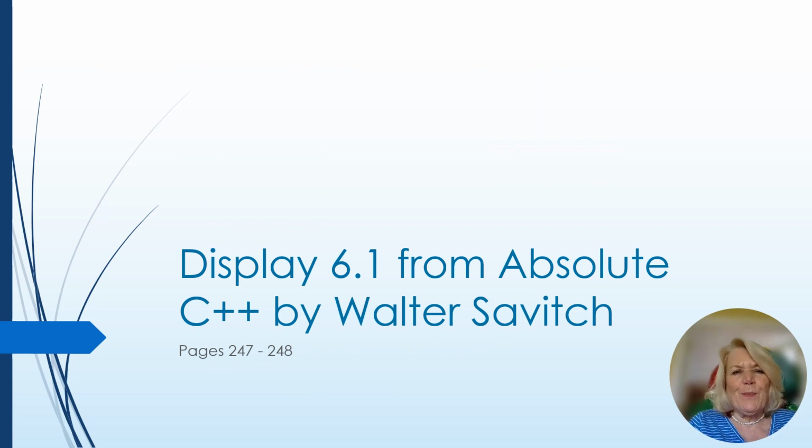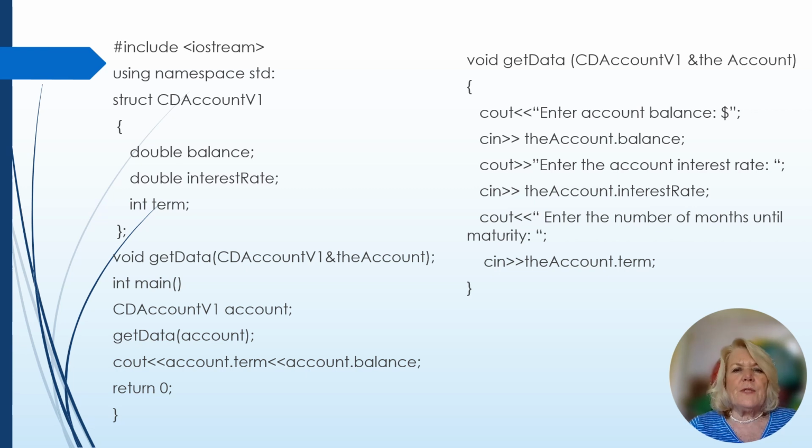There are many programs in the book that will need explanation. This is one of the first ones that I'm going to be talking about. This is Display 6.1, and it's on pages 247 through 248. I've taken the important parts of the program that's on pages 247 and 248 so that I can explain them to you. So this is a complete program.